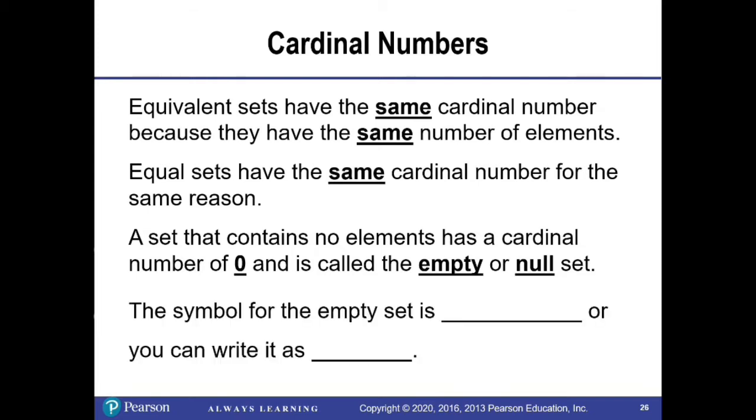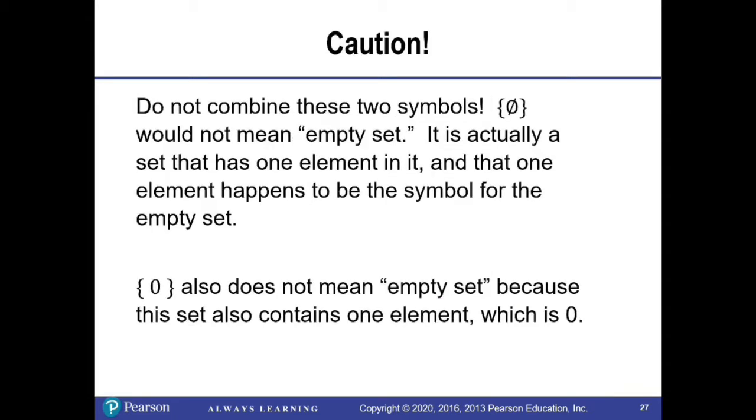The symbol that we use to write the empty set is a 0 with a slash through it, or you might write it with the braces here, with nothing in them. Now be careful with notation. The null set never will have the braces around it. If you have the braces around the empty set or the null set, that is actually a set itself. It's a set that contains the symbol of the empty set. So the braces around 0 does not mean the empty set. This particular set contains 1 element, which is 0. So just be careful with that notation.